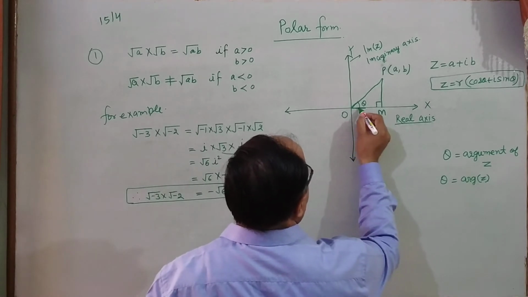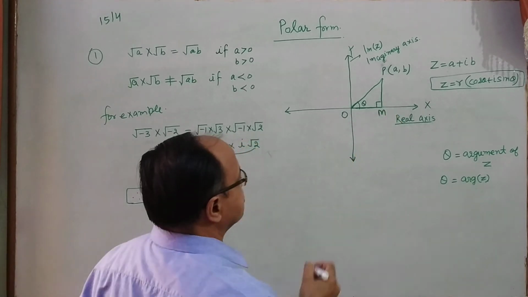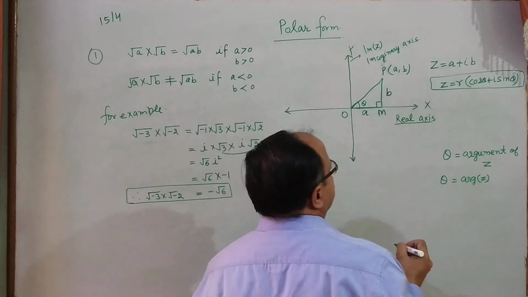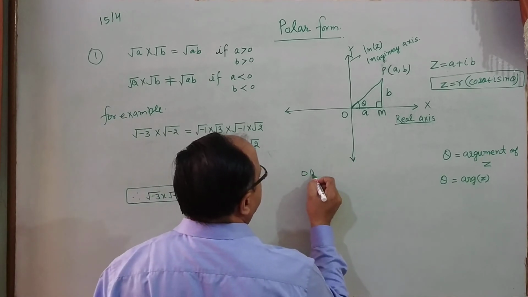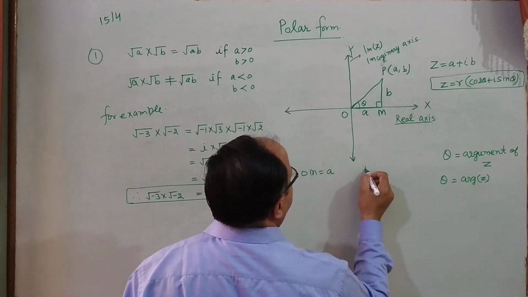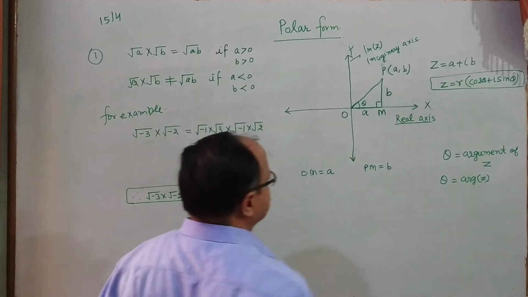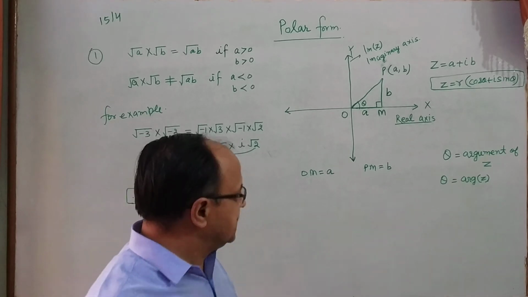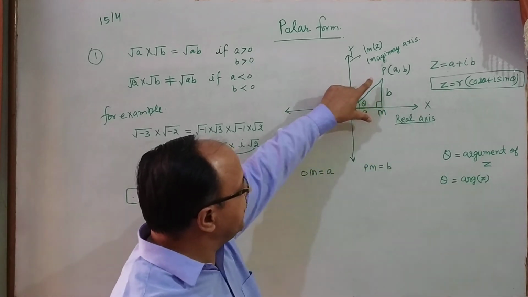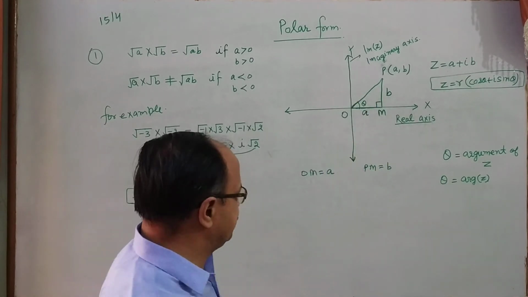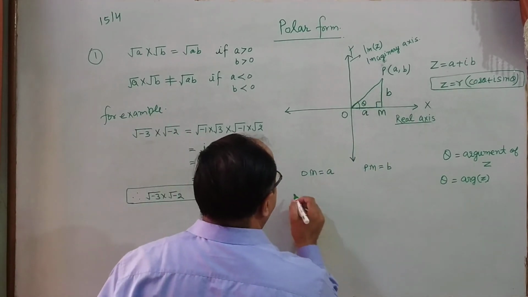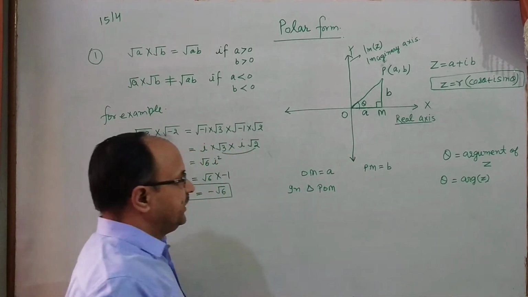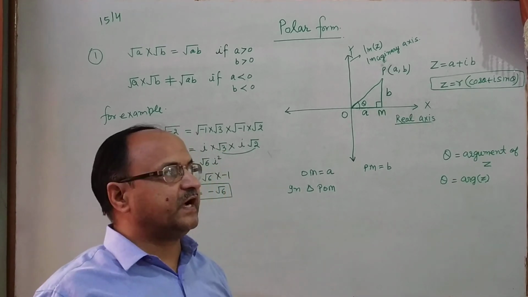Now can you tell me the length of OM? The length of OM is a, and PM is equal to b. OM is a and PM is b. OM is the abscissa, the distance from the y-axis, and PM is the ordinate, the distance from the x-axis. In triangle POM, apply the Pythagoras theorem.